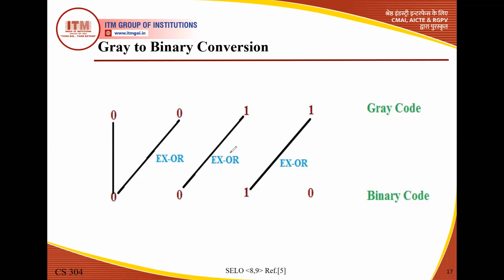Here we use n minus 1 XOR gates. How many XOR gates are used? N minus 1. Here for 4 bits, we use n minus 1, that is 4 minus 1, 3 XOR gates. So we can easily convert.